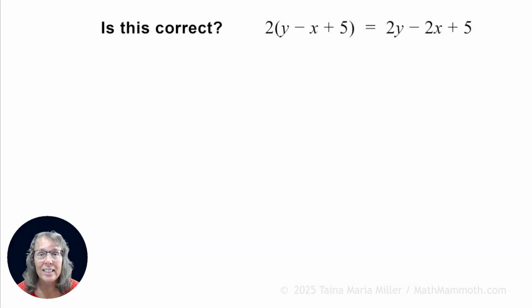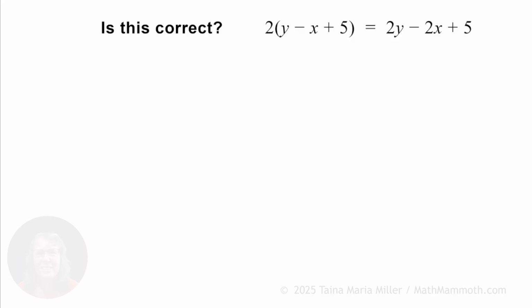Next exercise. Is this correct? Try to solve it yourself first. Let's check. Was this simplified correctly? We have 2y, yes. 2 times -x, yes, -2x. 2 times 5, 5. Nope, it should be 10. So yes, there was a small error.